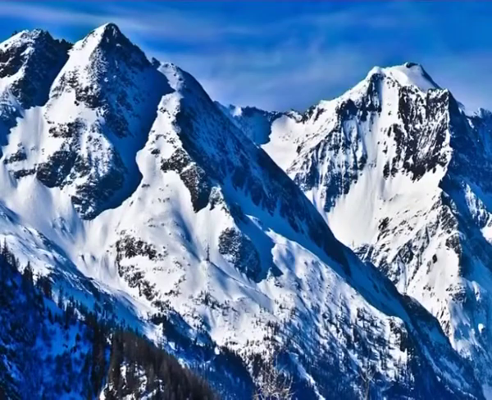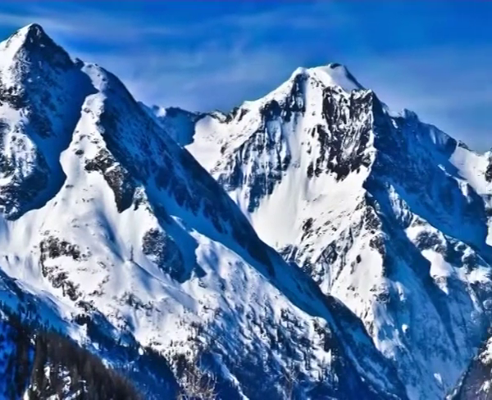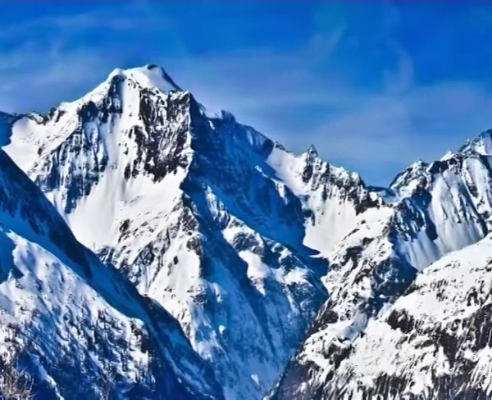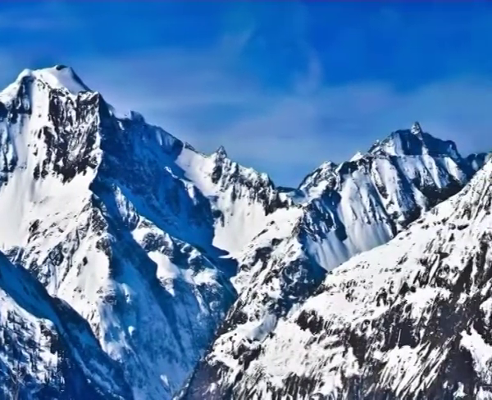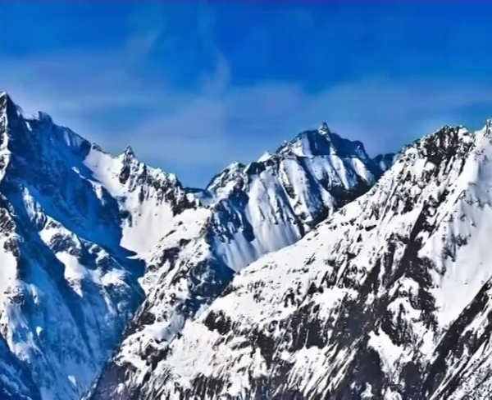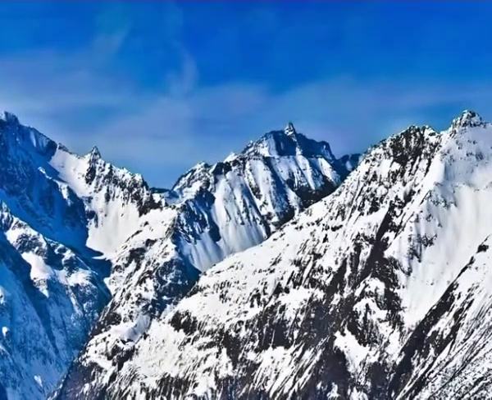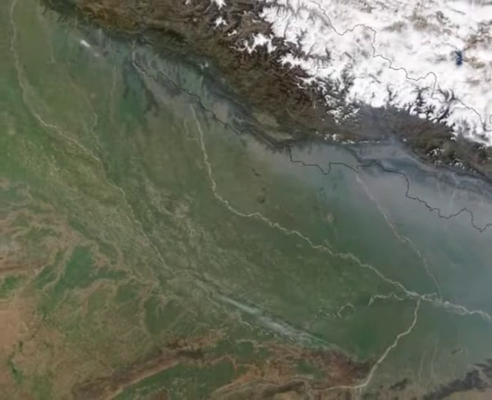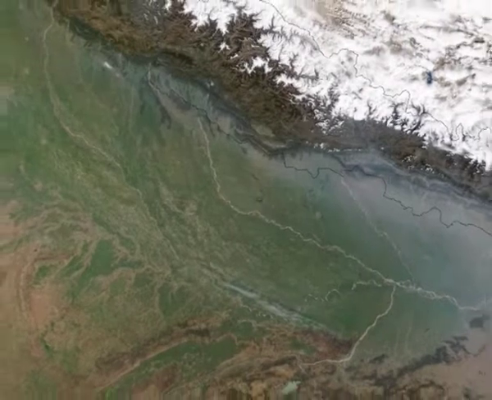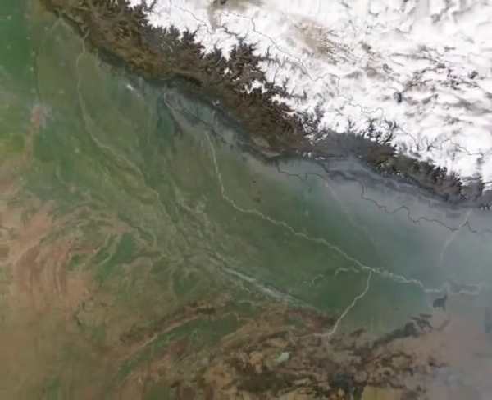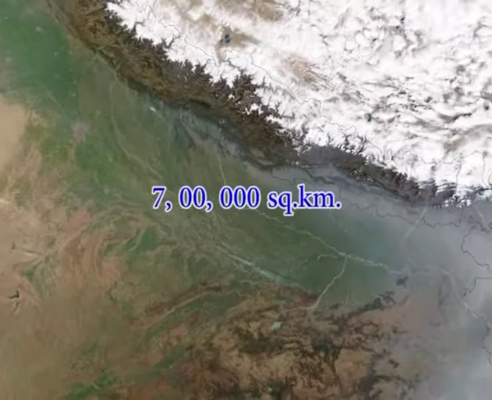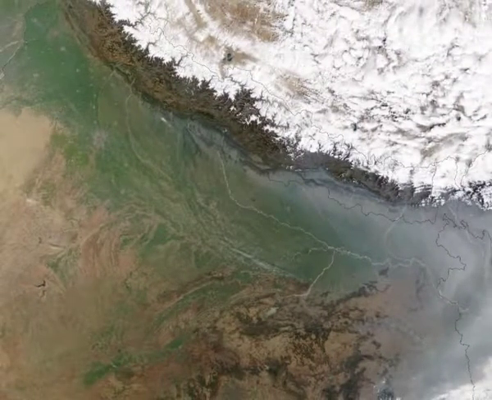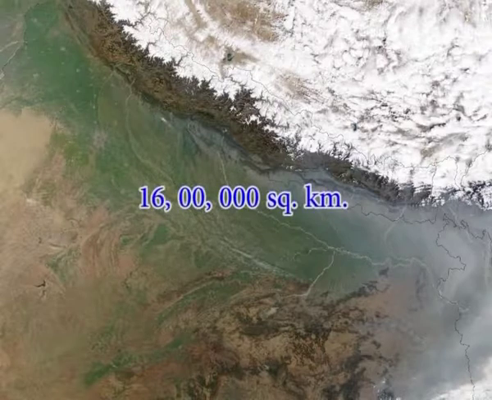Mountains. The Great Mountain Zone is located in the northern part of the country. 3 major regions or zones of the Himalayas are Greater Himalayas, Middle Himalayas and Outer Himalayas. Plains of northern India. These plains were formed by Indus, Brahmaputra and the Ganges. These cover an area of 7 lakh square kilometers. Peninsular Plateau covers an area of 16 lakh square kilometers.